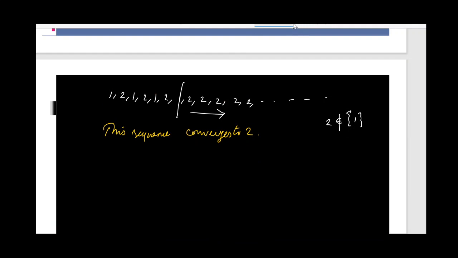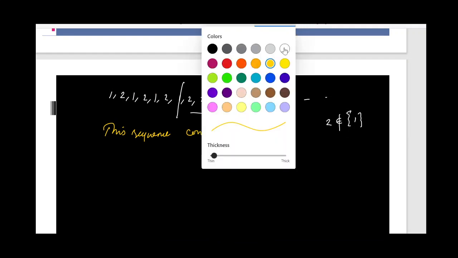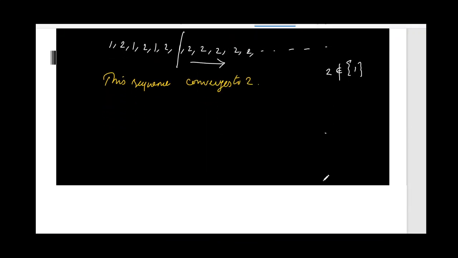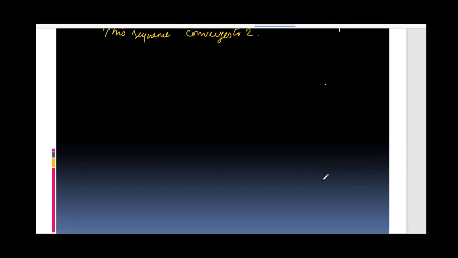Next example is cofinite topology. Third example, cofinite topology.